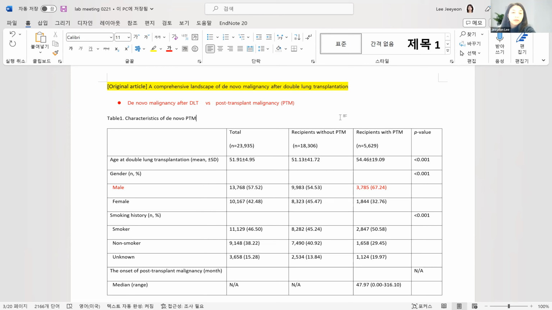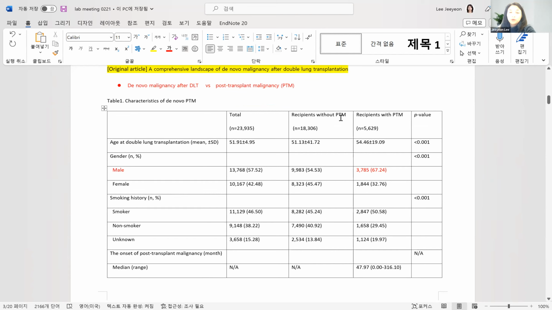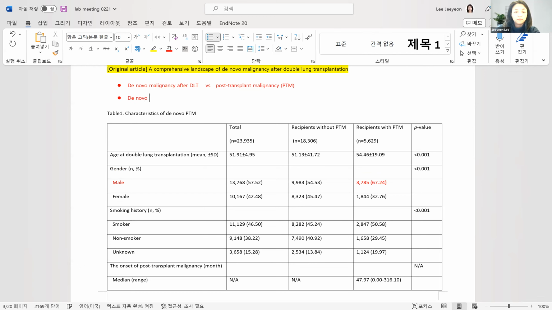There is no official term in other references. They call it sometimes de novo malignancy, sometimes post-transplant cancer, PTC, or sometimes PTM. What's more widely used? It's really just to help readers. There was only one article that used post-transplant malignancy, and only one article that used post-transplant cancer, but most of the other articles used de novo malignancy. I think de novo PTM, usually used in table 1, is good. De novo PTM. Yeah.